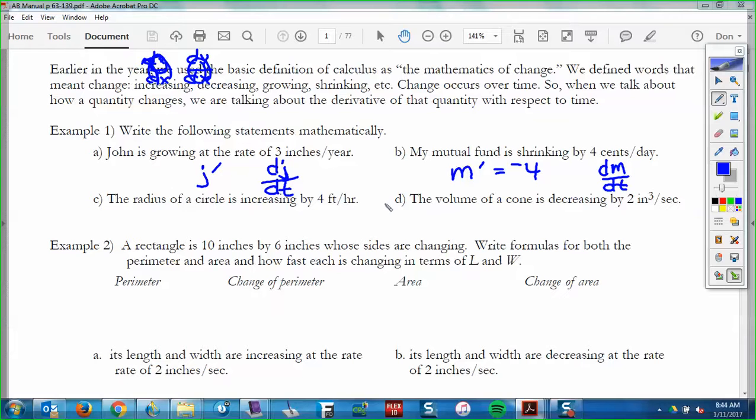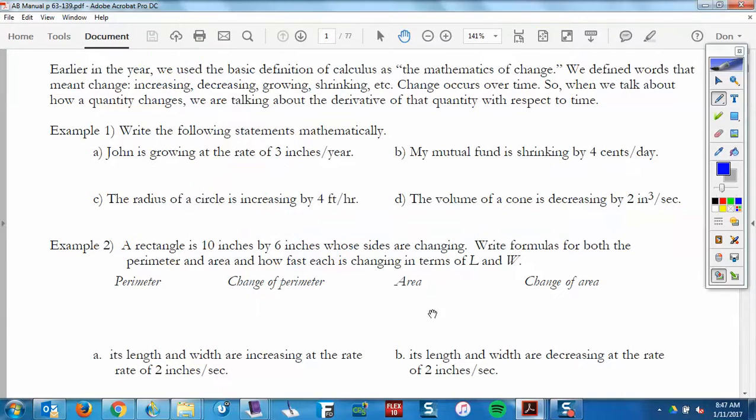The radius of the circle is increasing by 4 feet per hour. That would be r prime is equal to 4, or dr over dt. The volume of a cone, v prime, is decreasing by 2 cubic inches per second, or we would call that dv over dt, right? V prime or dv over dt. Okay, I'm okay with just using prime notation on those, but understand what it's with respect to. Okay, it's with respect to t. So we got to understand that lingo.